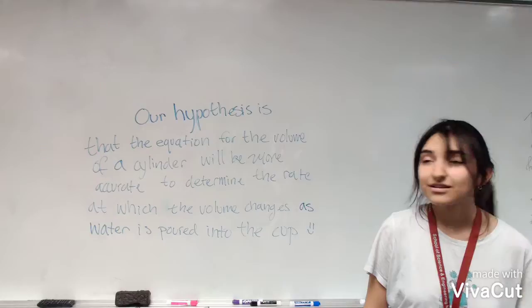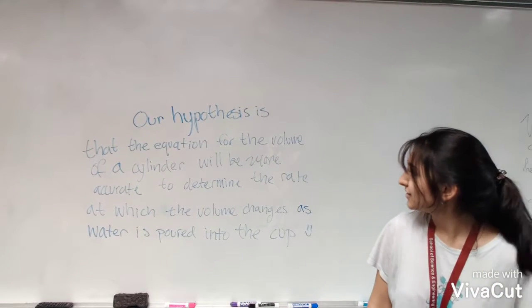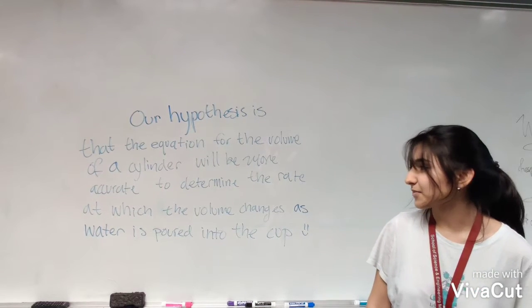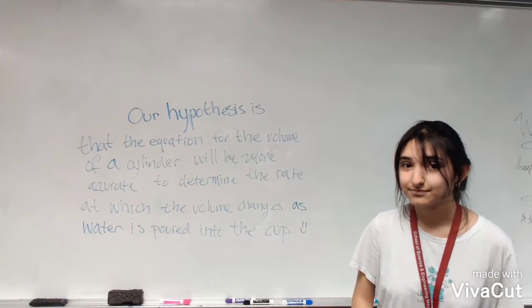Alright, and today we're going to be doing a project. Our project question is: which method is better for approximating the rate that the volume changes as we pour water into the cup? The two equations that we'll be using are the volume for a cylinder and the volume for a cone. So our hypothesis is that the volume of a cylinder will be more accurate to determine the rate at which the volume changes as the water is poured into the cup.